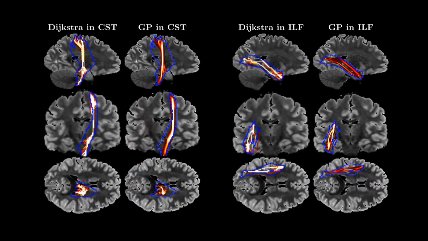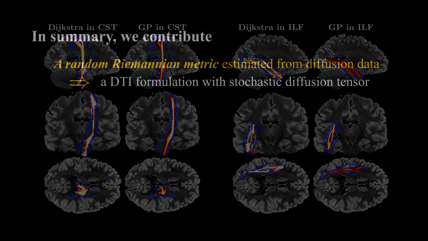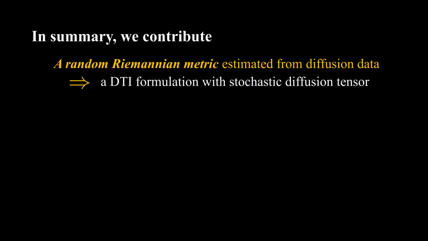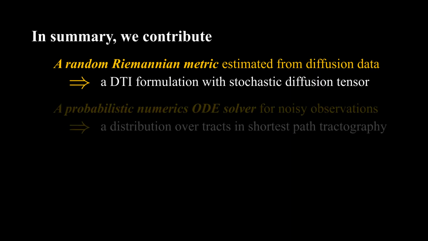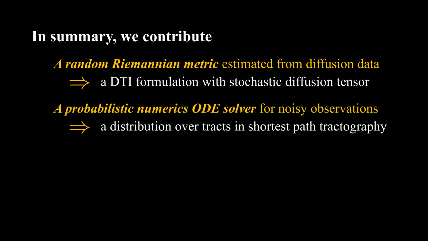We compare generated heat maps of two known tracts with those attained via Dijkstra's algorithm, and observe that our approach gives more crisp and coherent heat maps. In summary, we contribute a random Riemannian metric estimated from diffusion data, giving a DTI formulation where the diffusion tensor is a stochastic variable. A probabilistic numerics shortest path solver that returns a distribution over estimated shortest paths.